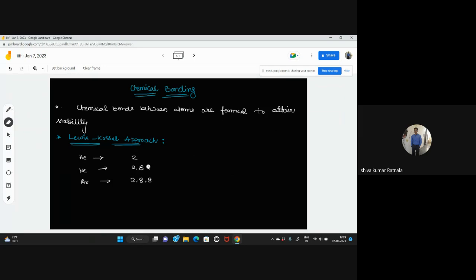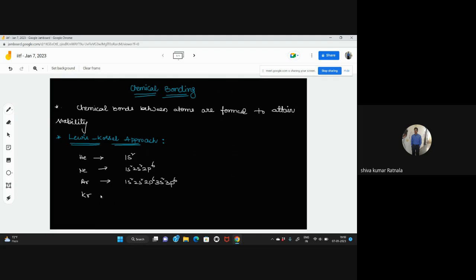Instead of that, let us write in our regular method of electronic configuration, so it will be easy for you. Helium configuration is 1s2. Neon will be 1s2, 2s2, 2p6. And argon will be 1s2, 2s2, 2p6, 3s2, 3p6.